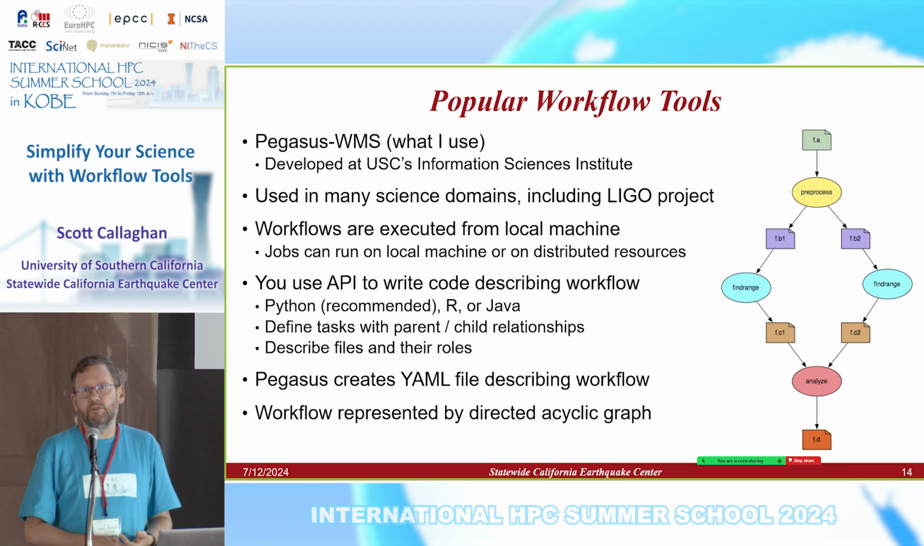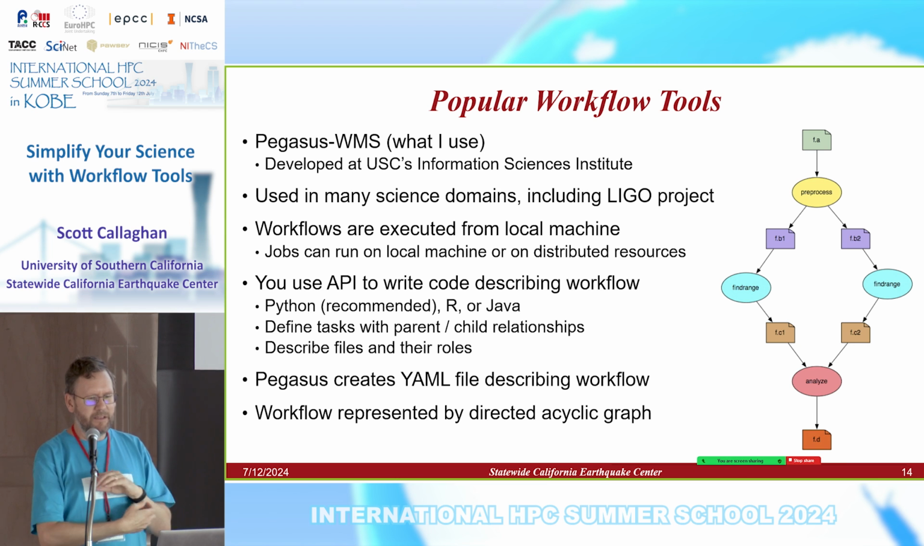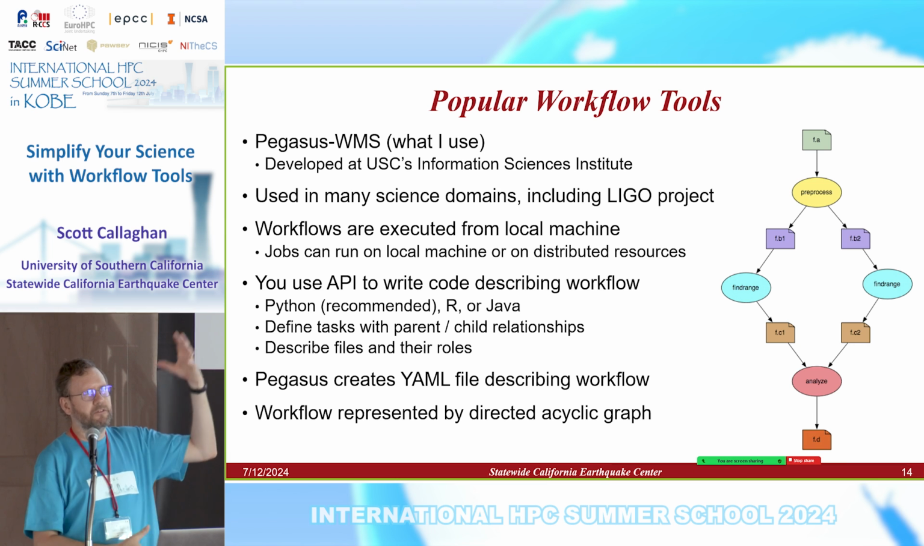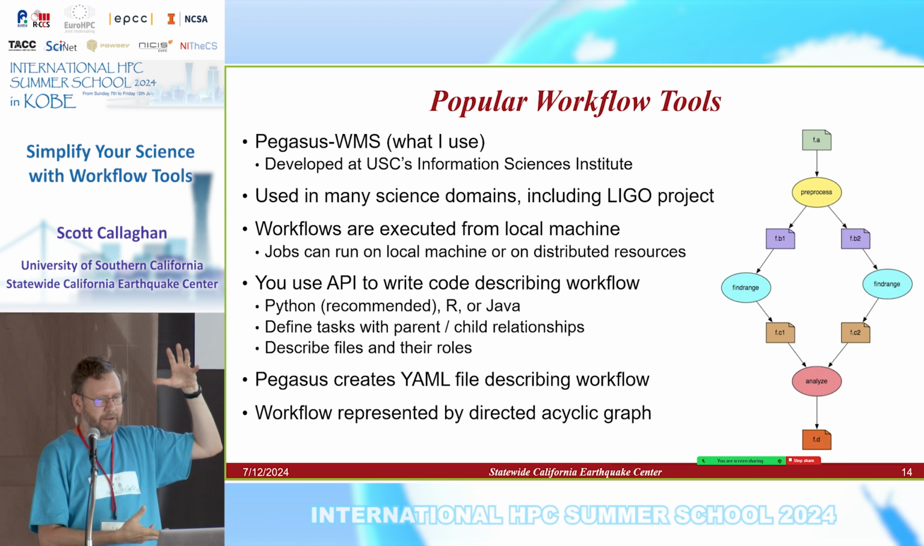So you use code to say, this is a task, this is another task, this task is a child of this task, meaning it has to run after the other task. And then you also use your code to describe files and roles. Pegasus then creates a YAML format file which describes all this, right? Takes the results from the API, writes it to a file.